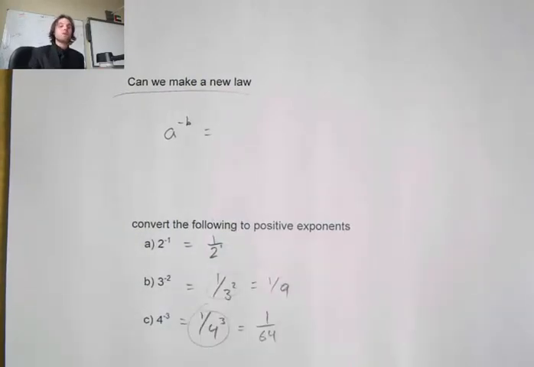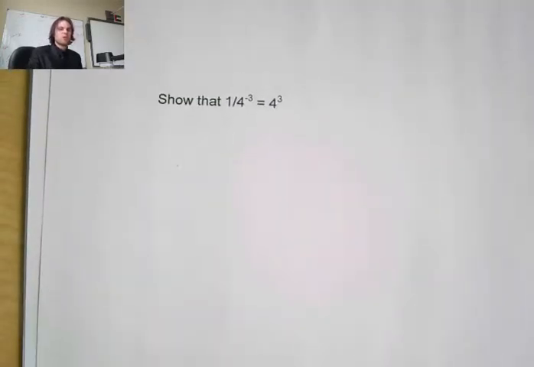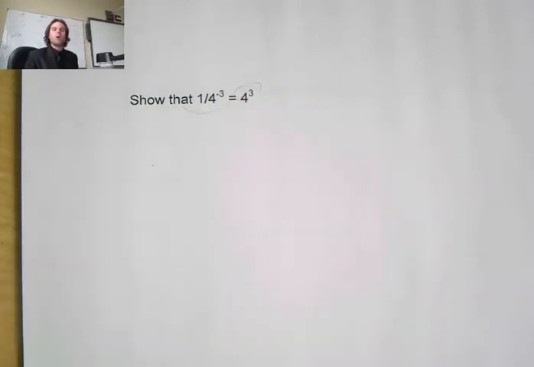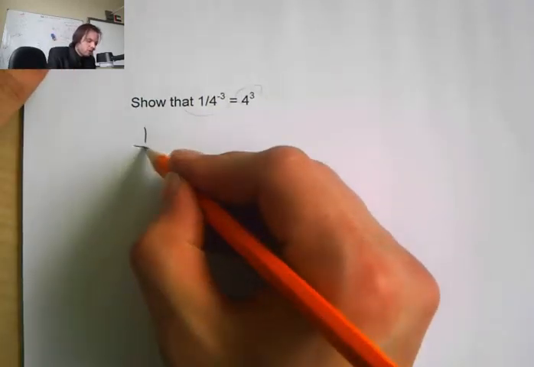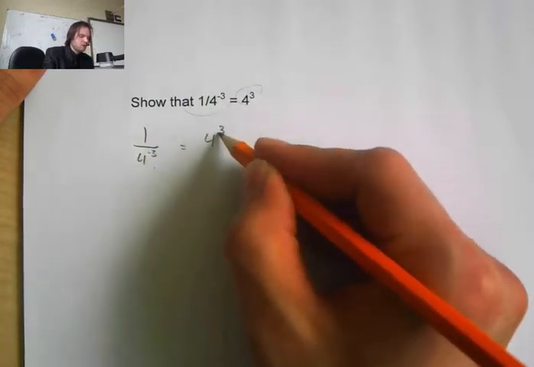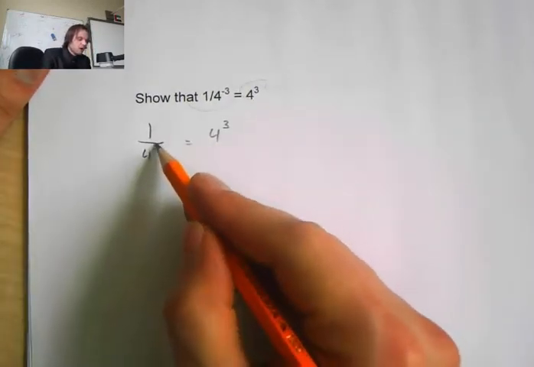So basically, whenever we have a negative exponent, we just have to flip it. We just take the reciprocal. Now it wants us to show that this is equivalent to that. Well, how do I do that? We have 1 over 4 to the negative 3 is equal to 4 to the 3. Well, let's show that's true. So I'm going to flip this.